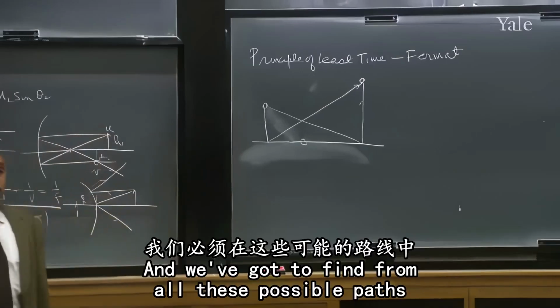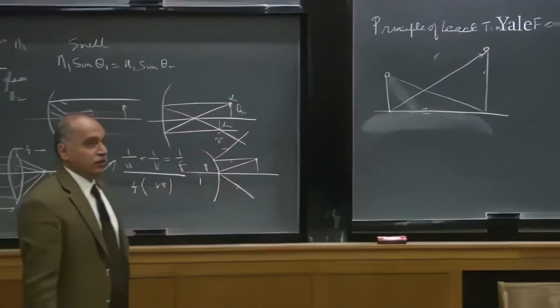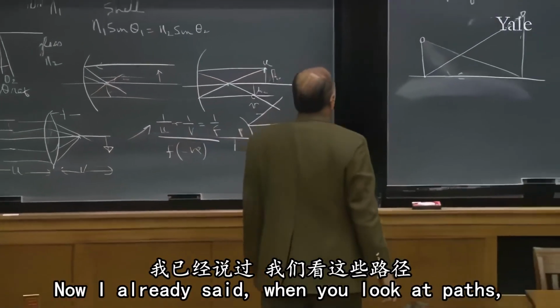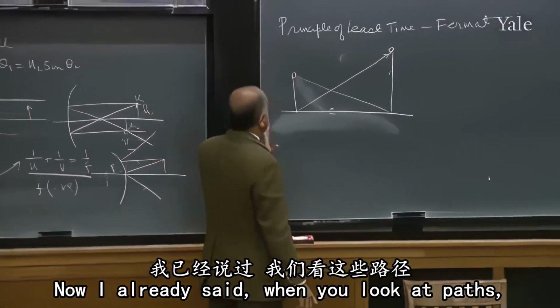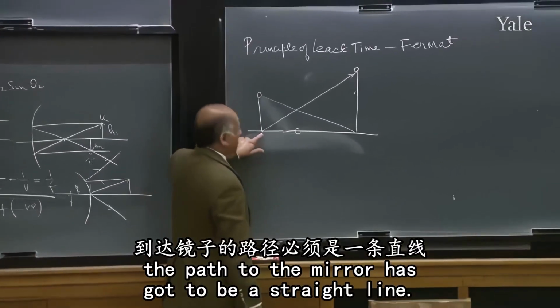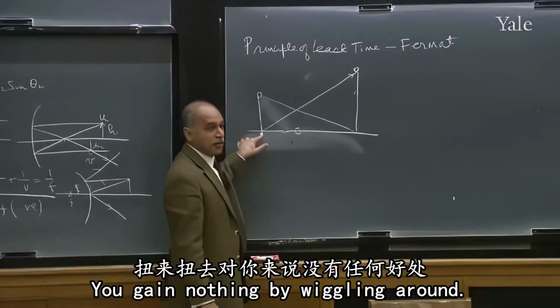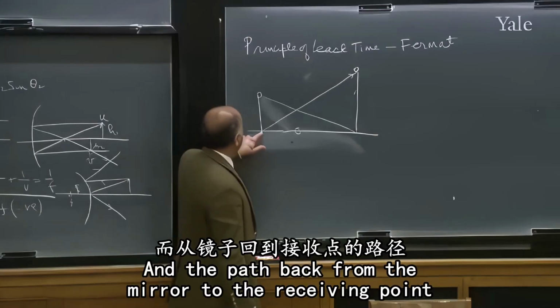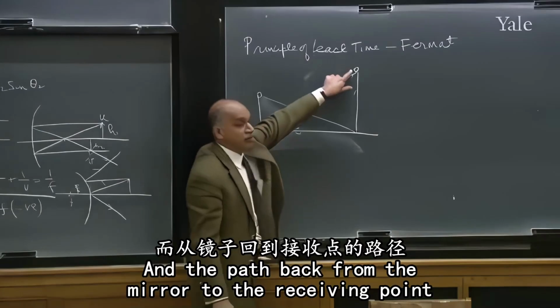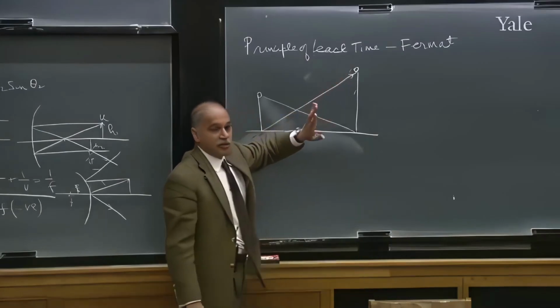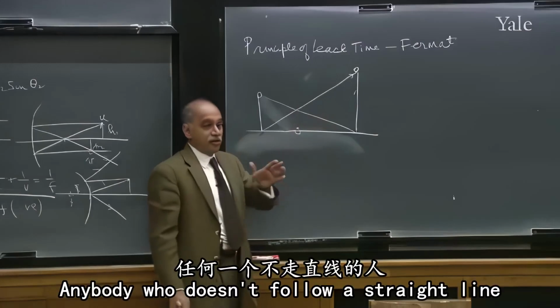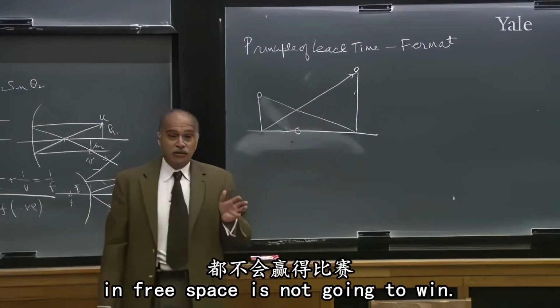We got to find from all these possible paths the one of least time. That's the goal. Now, I already said, when you look at paths, the path to the mirror has got to be a straight line. You gain nothing by wiggling around. And the path back from the mirror to the receiving point should also be a straight line. Anybody who doesn't follow a straight line in free space is not going to win.